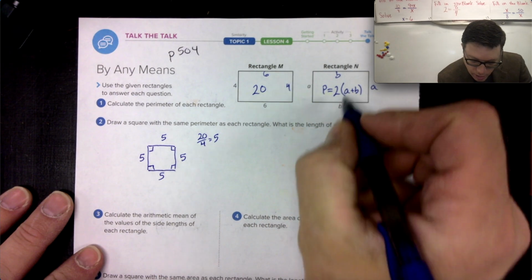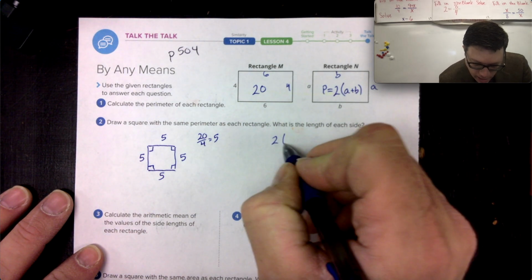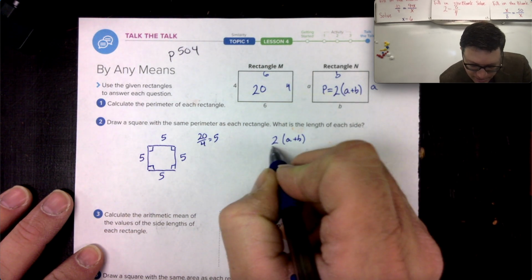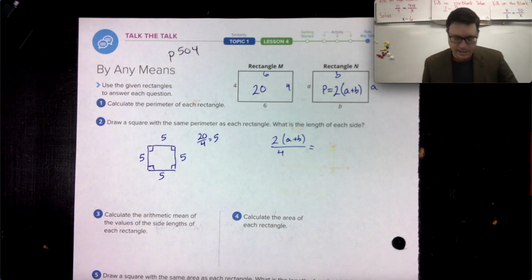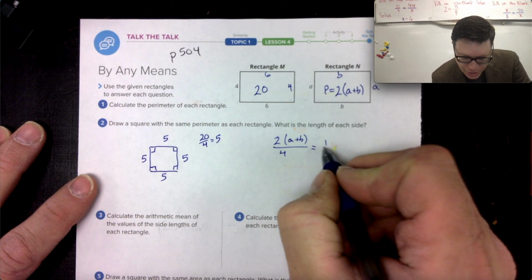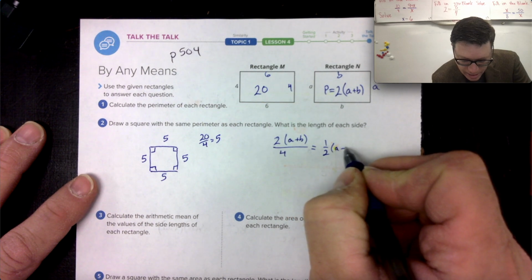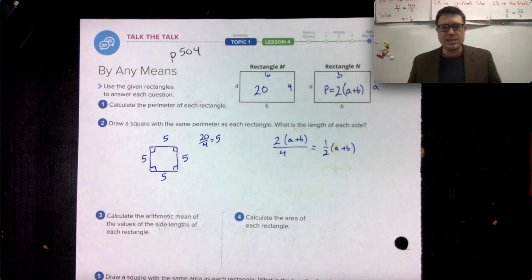So I can do 2 of A plus B. And if I divide by 4, I'm going to get the side length of all the sides. So 2 divided by 4 reduces to a half. And then the A plus B just continues to happen.